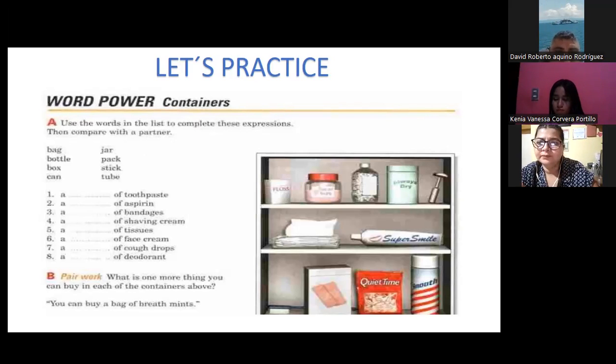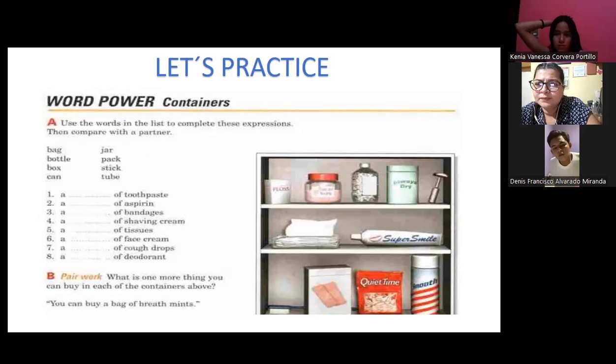Tissues. What's the meaning of this word? I'm sorry, I don't understand. What is the meaning of tissues? Ah, tissues. Tissues tiene dos significados, pero también nosotros lo ocupamos como un tipo de toallas. It's a bag. Kleenex, como Kleenex, por ejemplo.